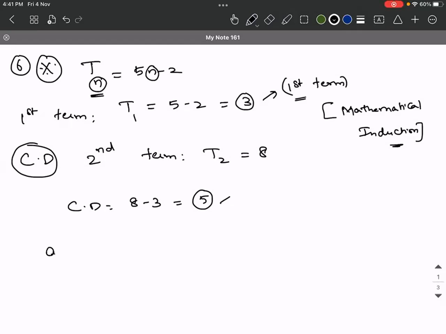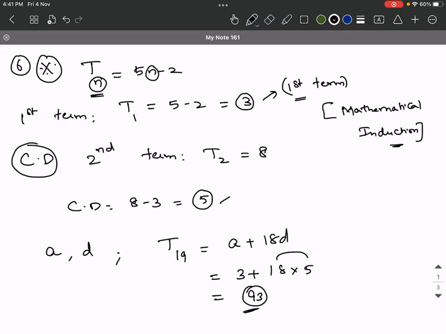So when you know the first term and common difference, will you be able to find nth term? So they're asking the 19th term. What is it going to be? A plus 18D. A is 3 plus 18 into D, which is 5. So 18 5s is 90. So you're going to get 93, right? Is it clear?